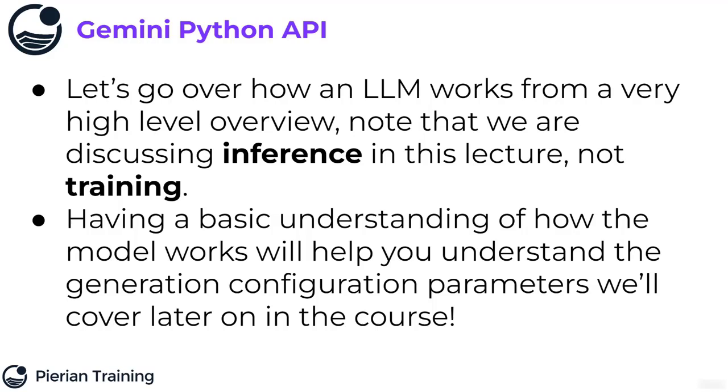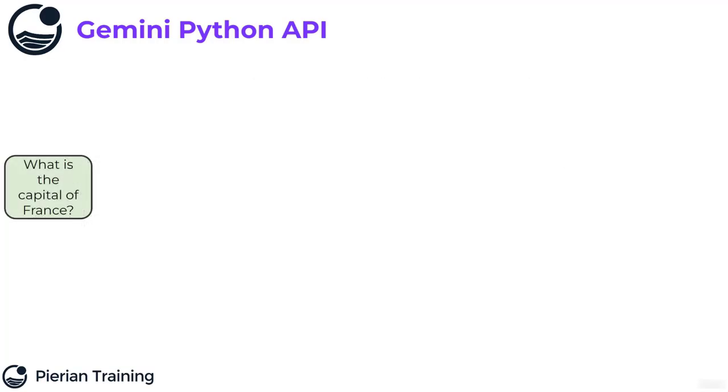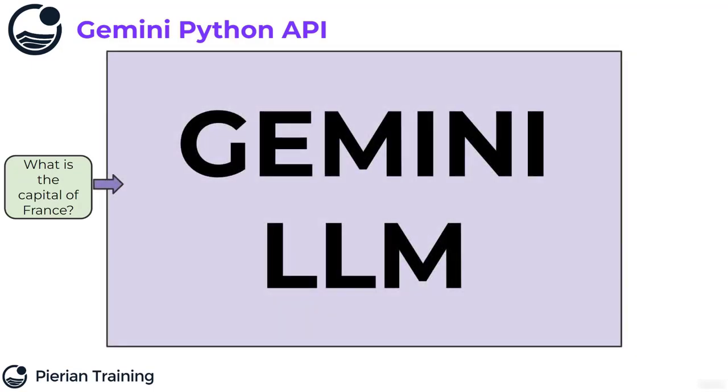Having this basic understanding of how the model works is really going to help you understand the generation configuration parameters that we cover later on in the course. Again, this is a very high-level overview. So fundamentally, when we're dealing with the Gemini large language model, or any large language model for that case, we're providing some text to the large language model, and then we get some output text. So really what we're trying to answer is, how do we go from our input text to the output text?